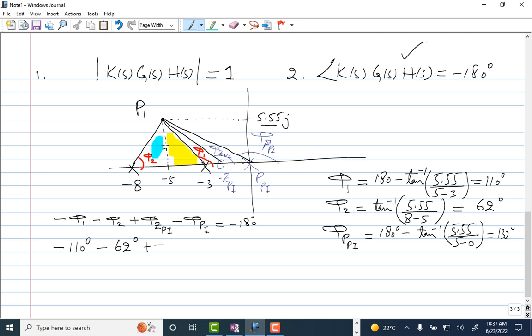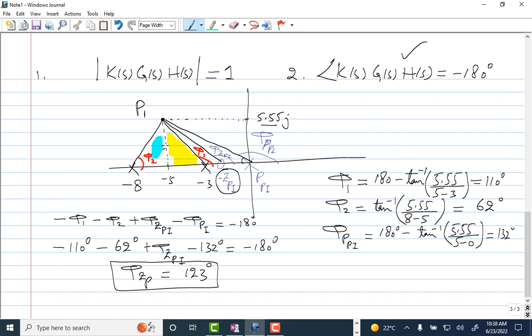I don't know the phi of z pi. Minus I know 132 degrees, so it becomes minus 180 degrees. From here, phi of z pi, if I solve it correctly, becomes 123 degrees. Now I still know this angle, but I don't know this location, this is unknown. So how to find z pi?